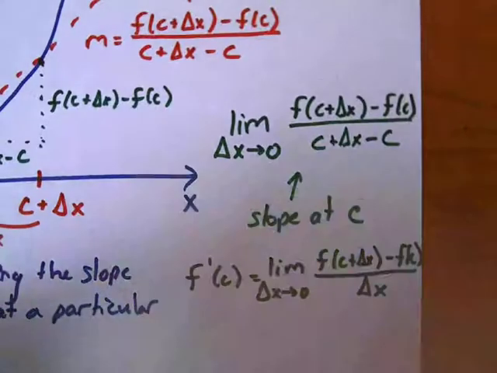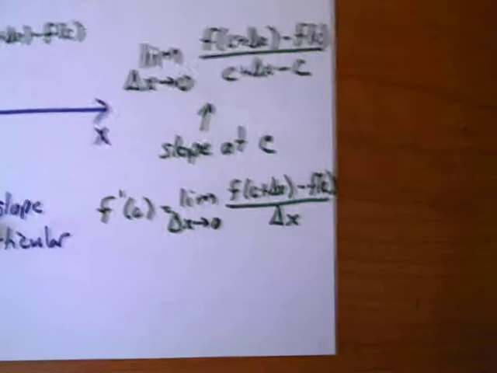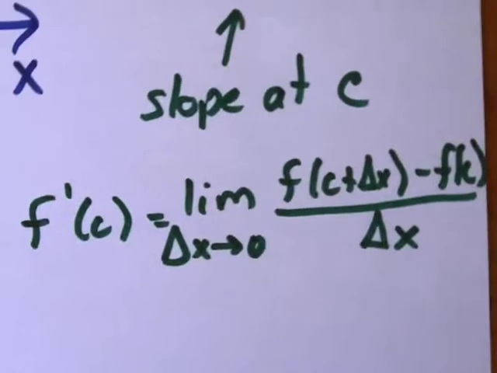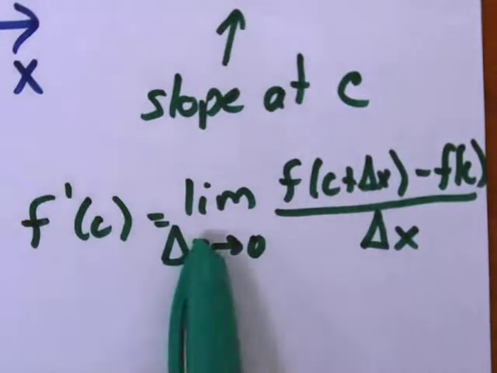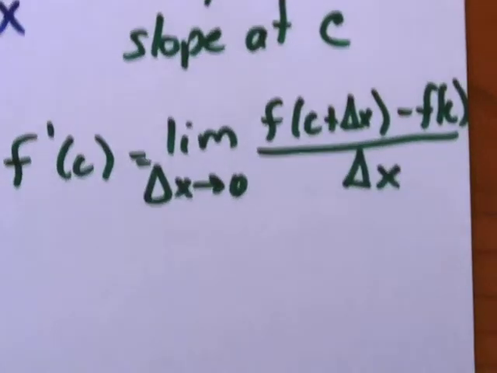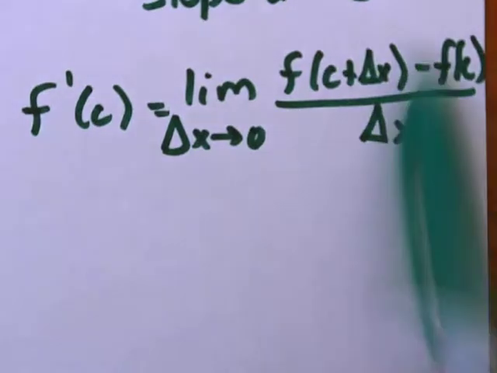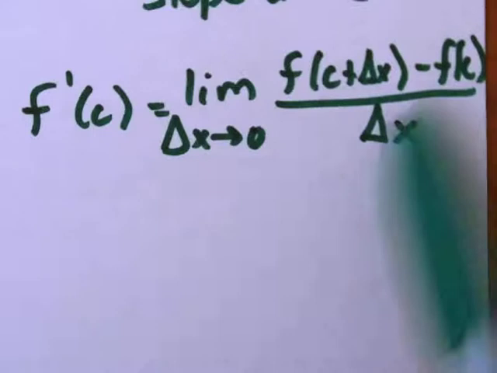And so that is the definition of a derivative. The derivative at c for a function is the limit as delta x approaches 0 of f of c plus delta x minus f of c over delta x. So anytime you're asked to find the slope of a function, you can do this particular thing. And really, a derivative is just a special type of limit.